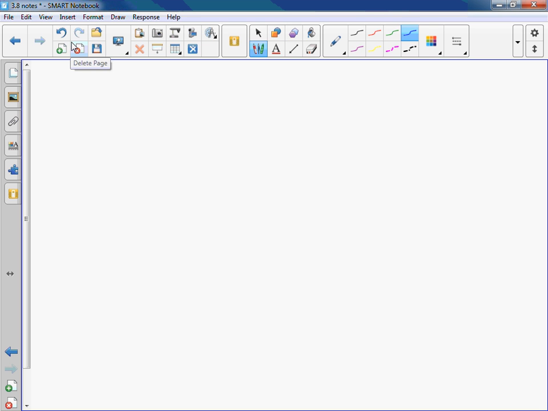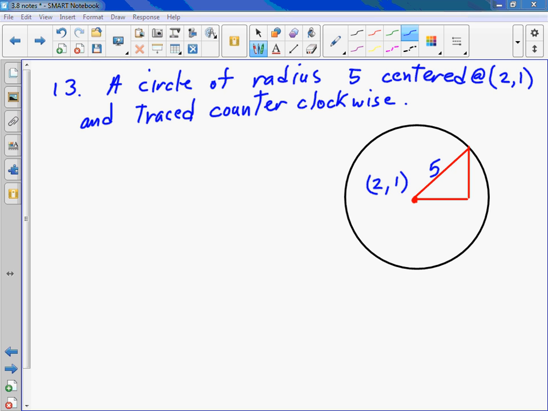Then we move on to number 13, which is a nice problem. I think this will help you with several of your other issues. Hopefully it's simple. Here's number 13: a circle of radius 5 centimeters centered at (2, 1) is traced counterclockwise. So maybe we better have a little review.